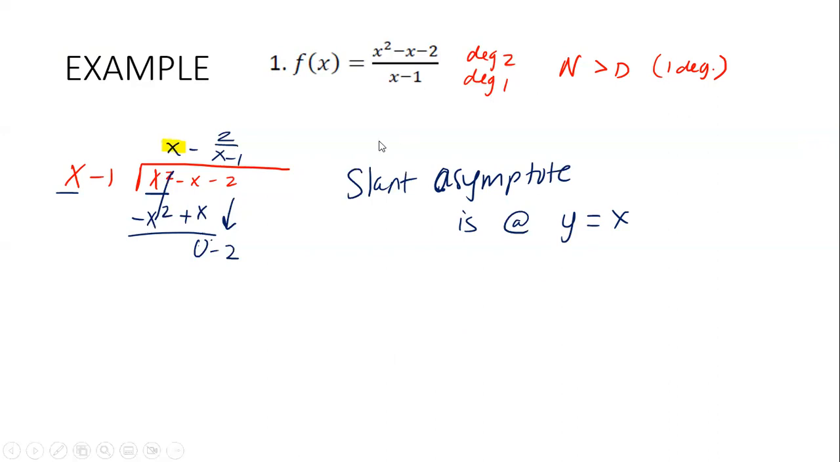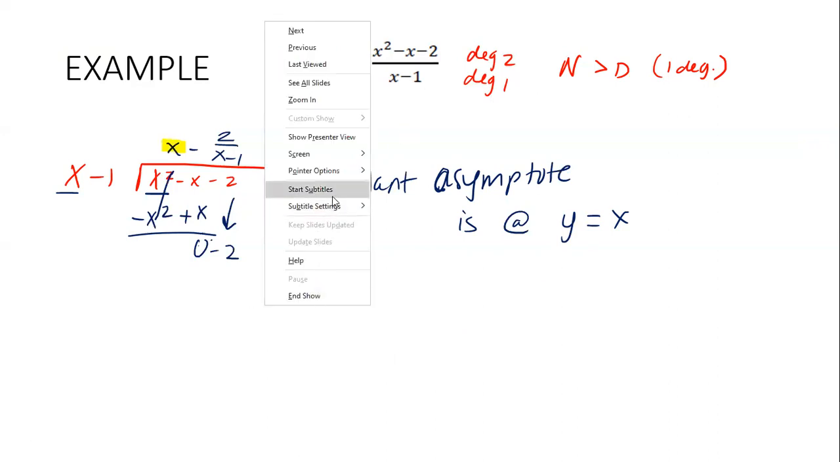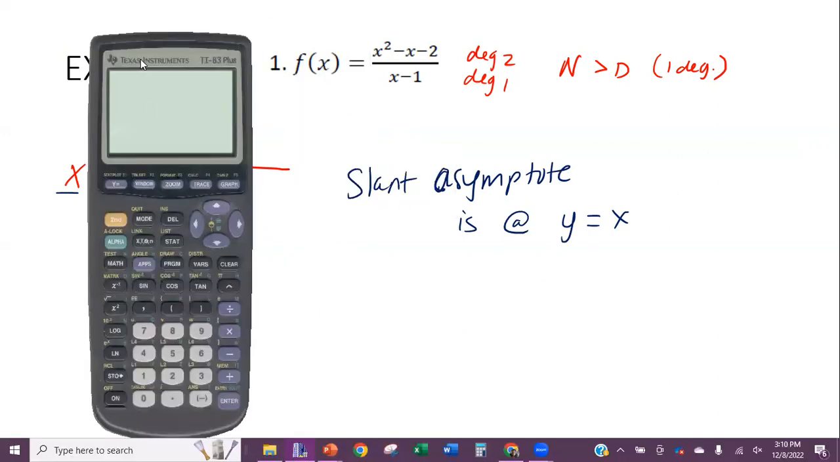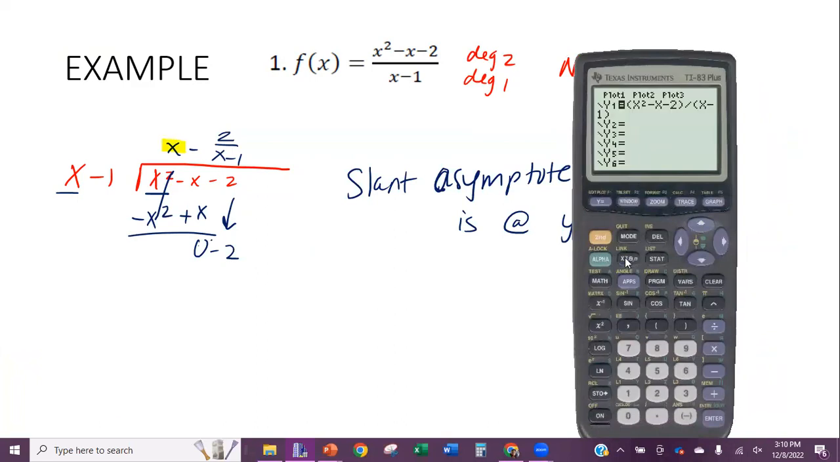Okay. So to show you graphically what that would look like, I'm going to open the graph. I'm going to go to y equals. I'm going to protect my numerator, x squared minus x minus 2, divided by, protect my denominator, x minus 1, parentheses, and I hit graph.